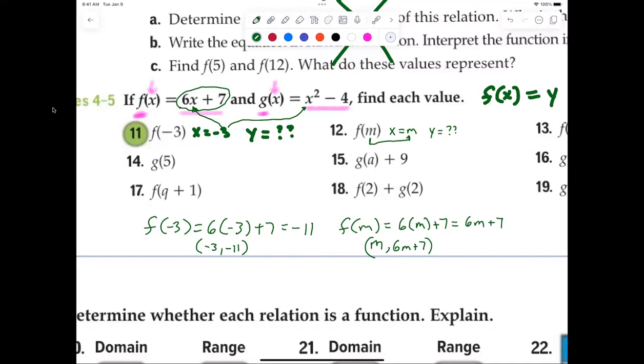M is any number that you want it to be. Do I want to make it something? No, no. It's a letter. It's unknown. Okay? All right. I like it. Come on. Let's do the next one.